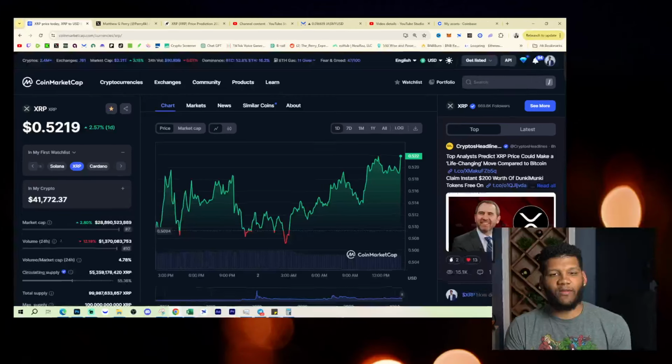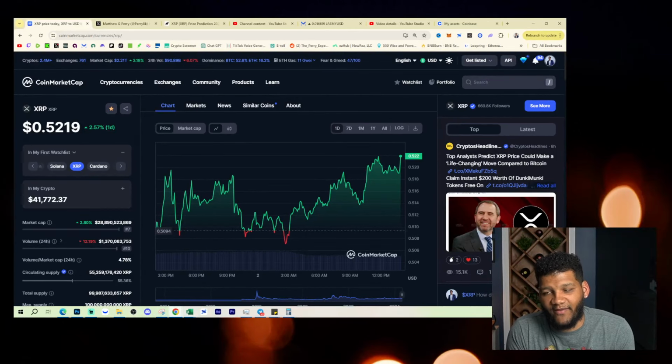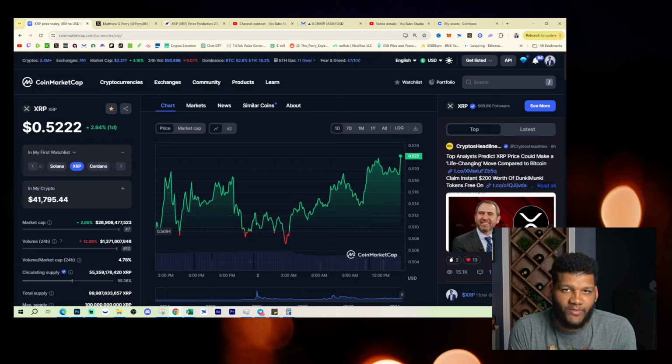Now, if we look at XRP's price, we are seeing a little bit of a recovery today for basically everything in the market, which is definitely a big deal. XRP is above the 50 cent level instead of being below the 50 cent level like it was yesterday, and it's sitting around 52 cents, a little bit higher at this moment. You're also seeing it at a $28.8 billion market cap, with 1.3 or almost $1.4 billion worth of volume, definitely at a higher point than what we saw before, where it was below the $1 billion mark for volume. And that's not something we want to see for XRP.